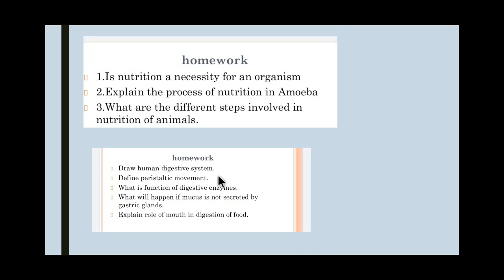Draw the human digestive system. If it is of 5 marks, then at least label 5 parts. Now, define peristaltic movement. We already know what peristaltic movement or peristalsis is. So again, and what is the importance of it?